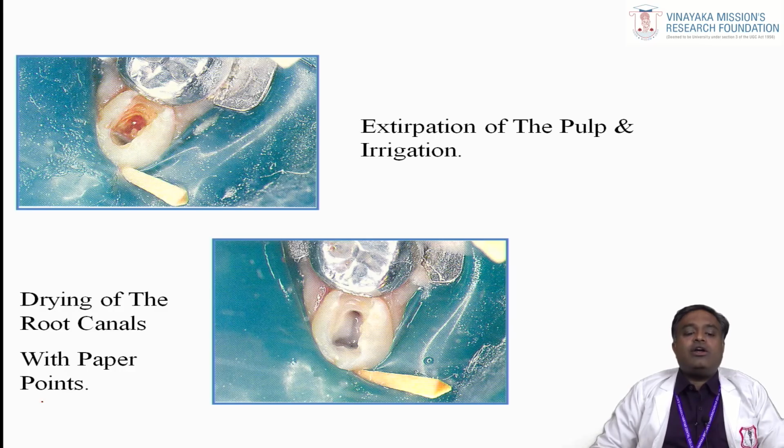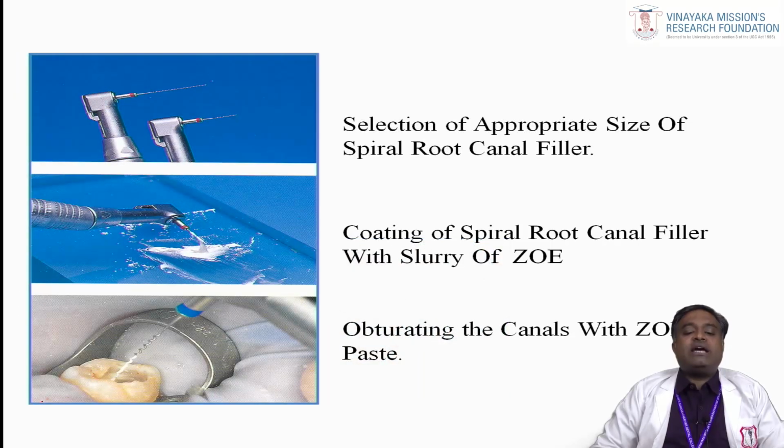Now after that, drying of the root canals with paper points should be done. After that you have to select an appropriate size of the spiral root canal filler or any other instrument, and coat the spiral root canal filler with a slurry of zinc oxide eugenol or any obturating material you have selected for the particular pulpectomy procedure. Then obturate the canals with whichever obturating material is available with you. Usually in normal pulpectomy procedures we fill with zinc oxide eugenol. Most commonly used is zinc oxide eugenol.